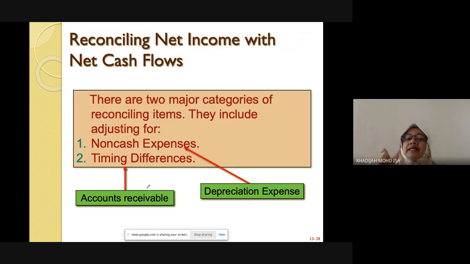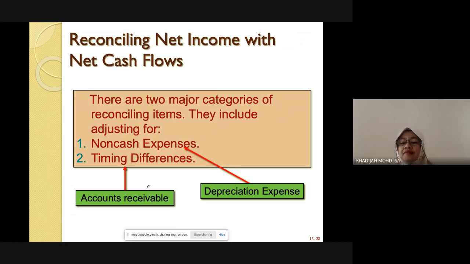So starting from net income, you're going to do adjustments. We call them reconciling items. So what are these reconciling items? Number one is what we call non-cash expenses. And then we also have the timing differences. Non-cash expenses: in your expenses, there are some expenses that you have to pay, and other expenses that are an expense, but you don't have to pay for them.